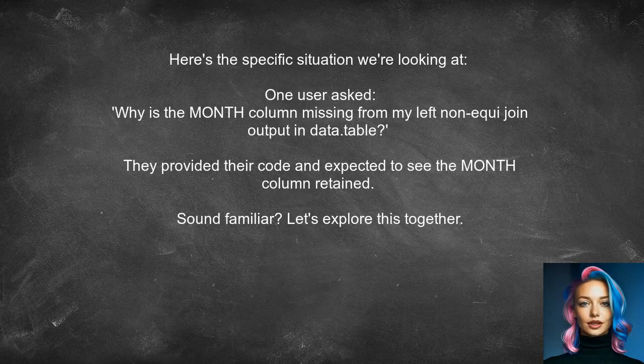Let's look at a specific case. One user recently asked, "Why is the month column missing from my left non-equi join output in data.table?" They provided their code and expected to see the month column retained in the output. Sound familiar? Let's explore this together.